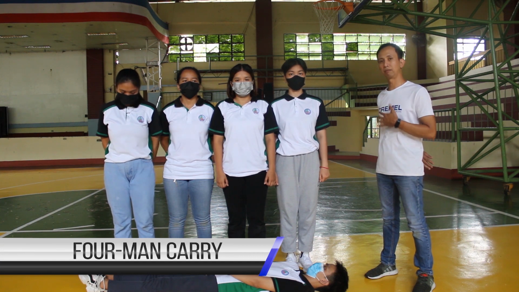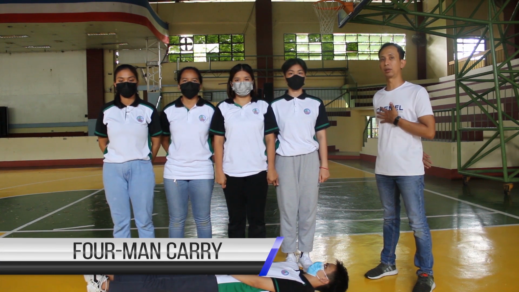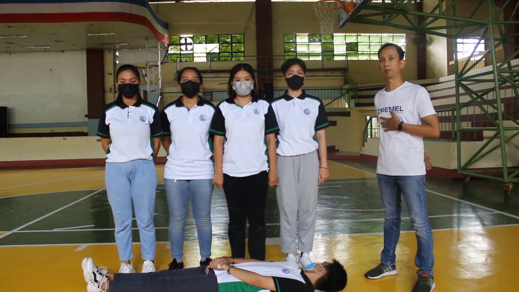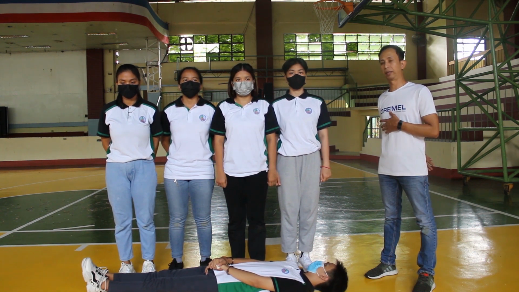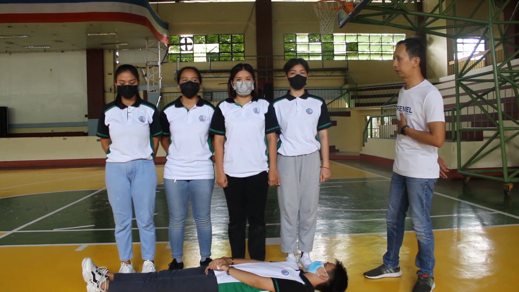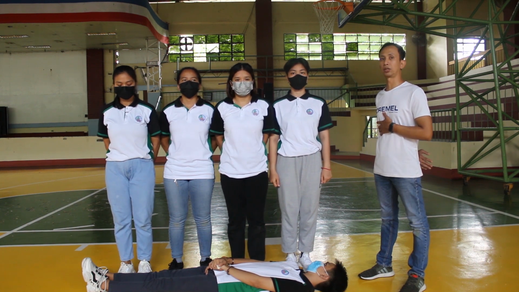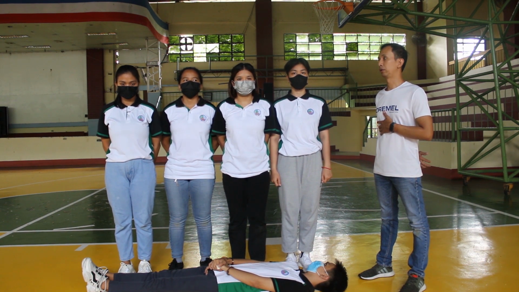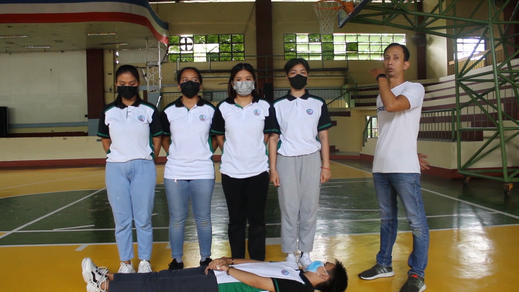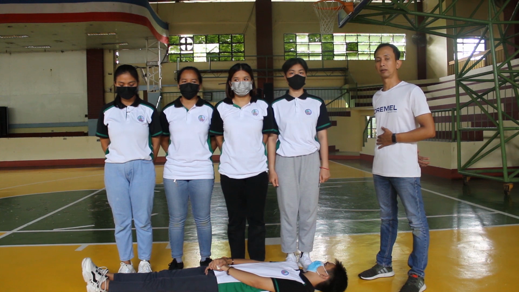So actually this can be done by 4, 6, or 8 rescuers. So it depends on the size of the victim. So for the meantime, we will be demonstrating the 4-man carry. So for this position or for this figure, we need to establish first the position of our rescuer. So we need to arrange them from the tallest to the smallest rescuer. As always, we need to place the tallest rescuer on the head part of the victim.